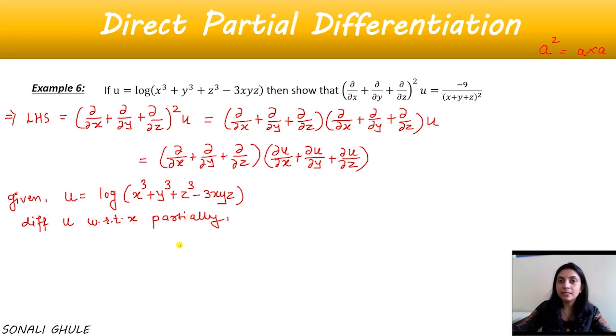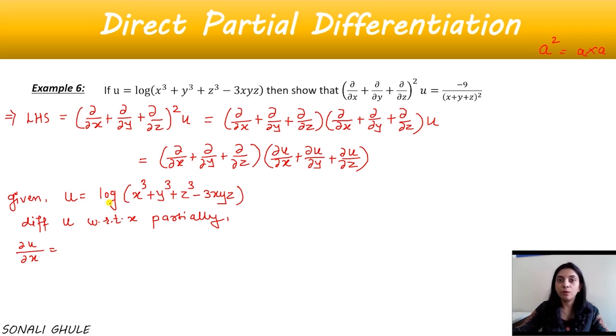Okay, now I am saying partially because u is a function of three variables x, y and z. It is a function of more than one variable. So whenever there is a function of more than one variable, we have to take a partial derivative. At that time y and z are constant with respect to x. So if I take a derivative of this u with respect to x, what happens here?